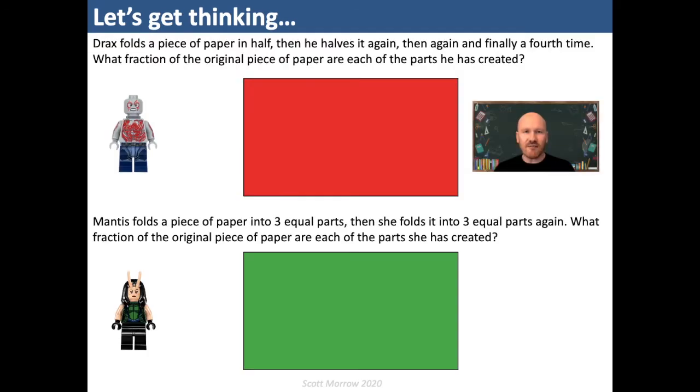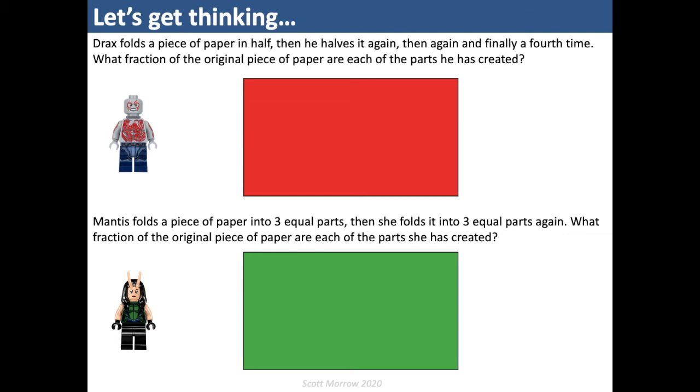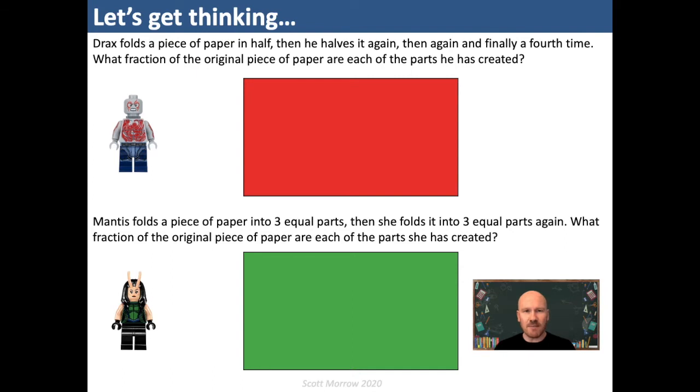I'd like you to consider the following. Drax and Mantis each start with a piece of paper. Drax folds his piece of paper in half, then he halves it again, and finally a 4th time. What fraction of the original piece of paper are each of the parts that he's created? And Mantis folds her piece of paper into 3 equal parts. She then folds it into 3 equal parts again, and I want to know what fraction of the original piece of paper are each of the parts that she's created. So pause the video for a couple of minutes and discuss your thoughts.